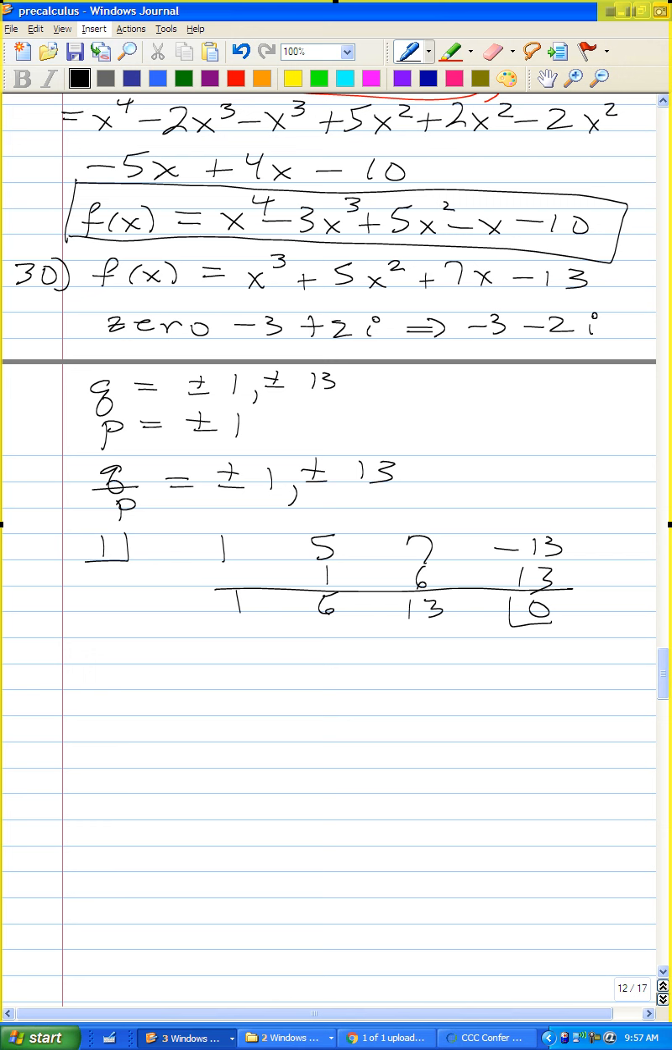And so, therefore, the roots are x is equal to 1, and x is equal to negative 3 plus or minus 2i. So that gives me all 3 roots of my polynomial. And that's it. Those are the 3 roots of your polynomial. So we found the additional zeros. Any questions about that?